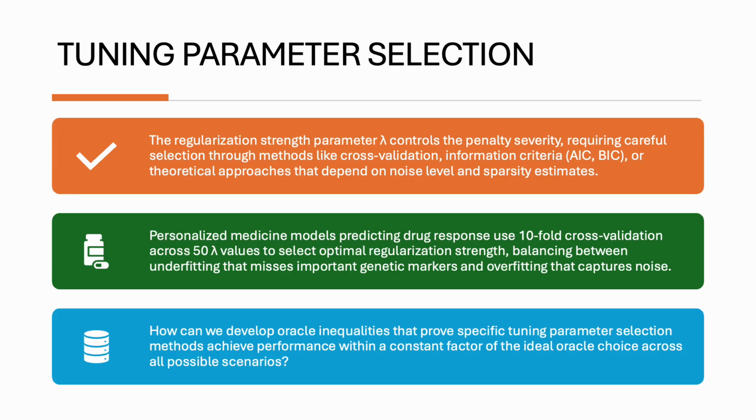So the research question you can explore is: how can we develop oracle inequalities that prove specific tuning parameter selection methods achieve performance within a constant factor of the ideal oracle choice across all possible scenarios?